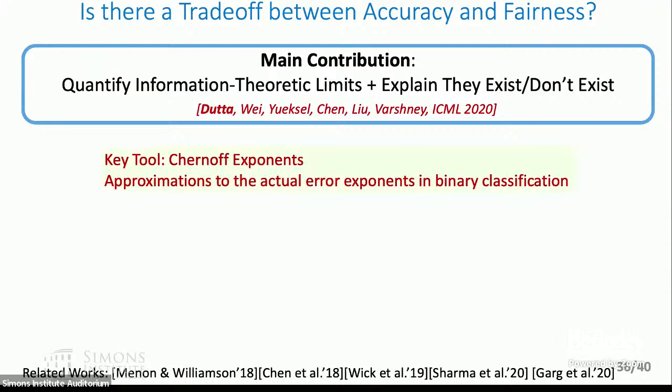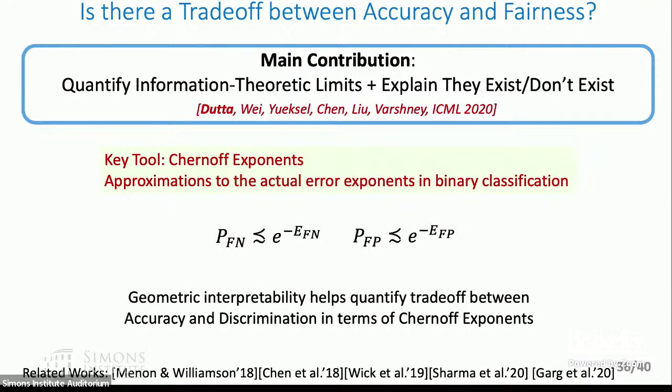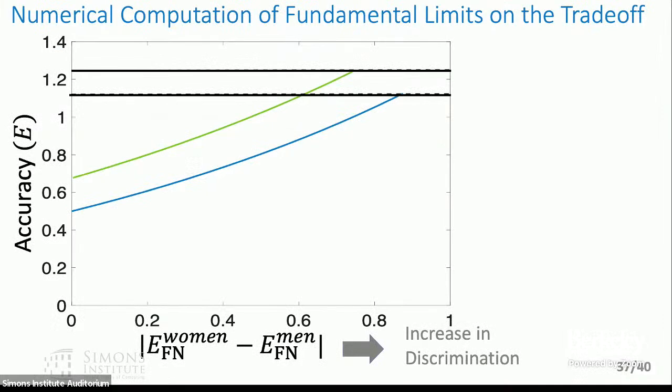So in this work, we use these tools called Chernoff exponents as approximations to the actual error exponents in binary classification. And the nice thing about Chernoff exponents is that they have a nice geometric interpretability, which helps us quantify the trade-off between accuracy and discrimination in terms of these Chernoff exponents. So here I use a measure of fairness which is close to equalized odds or equal opportunity, which is the equality of false negative exponents for the two groups. And a sweet spot will be here, that is, we want high accuracy and low discrimination.